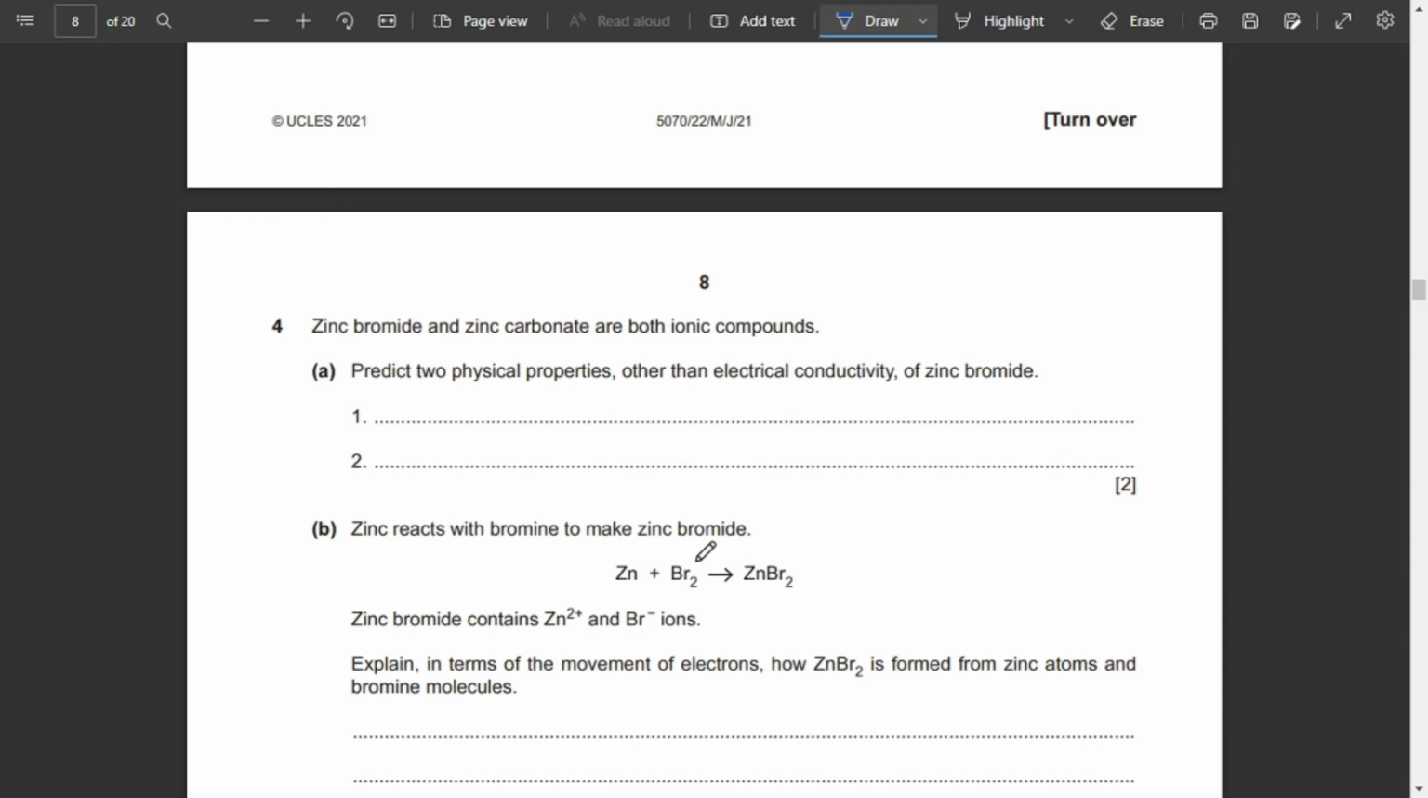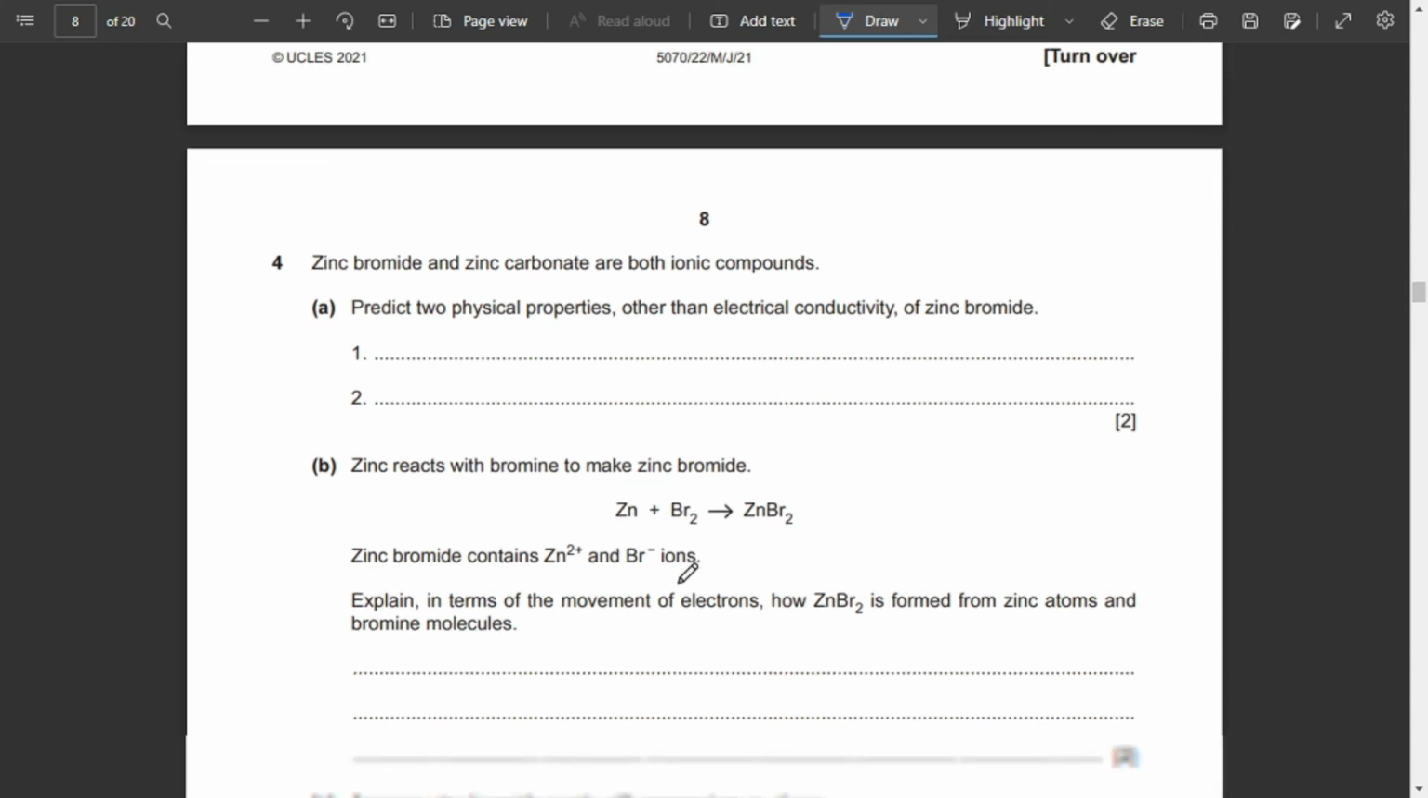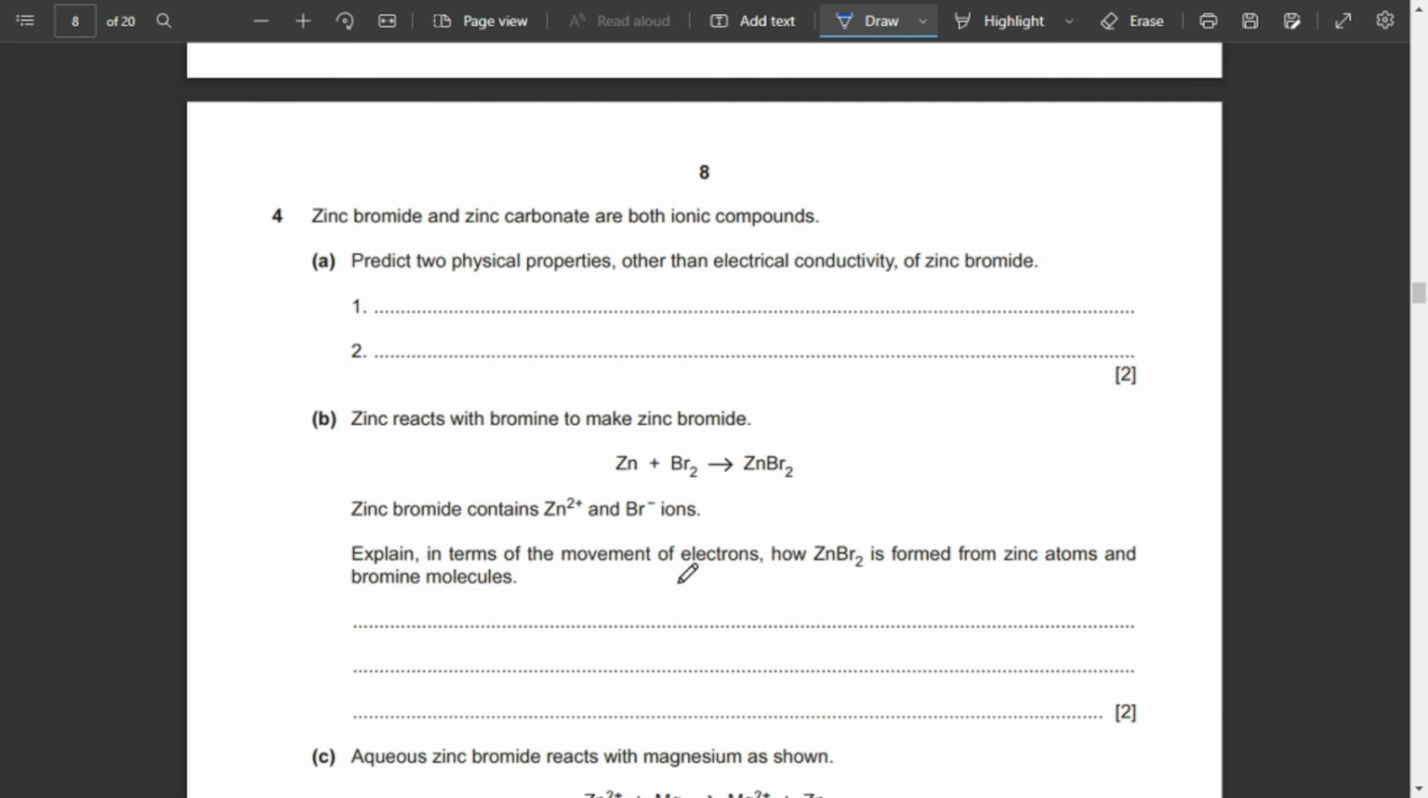So physical properties can be that they're soluble in water. All the ionic compounds are soluble in water. Then they have a high melting point. Can be a great physical property to mention. So these are two physical properties. You can also mention that they are insoluble in organic solvent. I don't mean you can also, but however, from out of these three, you can mention any two of them. So moving on to part B, zinc reacts with bromine to make zinc bromide.